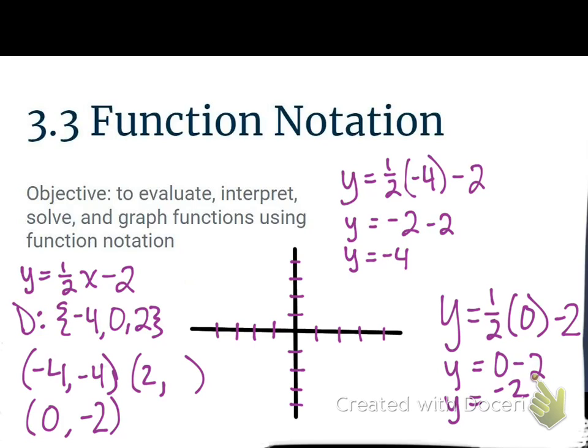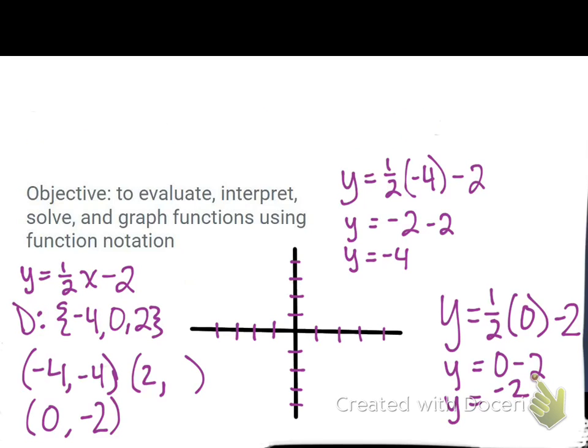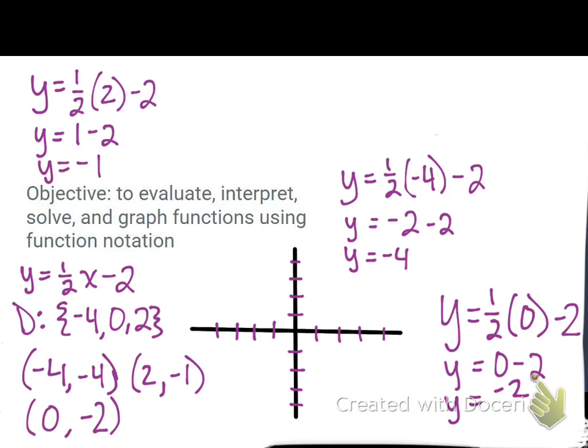I'm going to take away our title and put it up at the top. For my last one, what am I plugging in for x? 2. So we've got 1/2 times 2 minus 2. Half of 2 is 1. And 1 minus 2 is -1. So -1 is the y value that goes with 2. Questions about what we've done so far? If you have domain values, you find the range values by plugging them in.